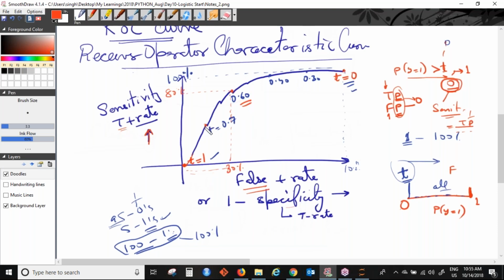If I take, let's say, 0.7, then what am I getting? I'm getting 50% sensitivity and 20% false positive rate. So I could have selected this also, but the sensitivity is very low in this case. In this case, I am getting very good sensitivity and somewhat lower false positive rate. So maybe this is the best number. Do you follow, guys?